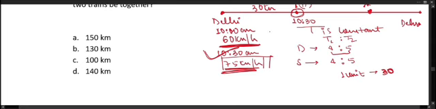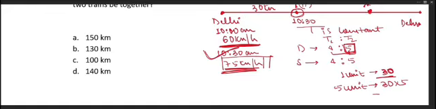So if 1 unit is equal to 30, then the distance traveled by the second train is 5 units, therefore 5 units is equal to 30 into 5, that is 150. We can also approach this question in this manner: if 1 unit is equal to 30, then the answer should be a multiple of 30, and in the given options only 150 is a multiple of 30.